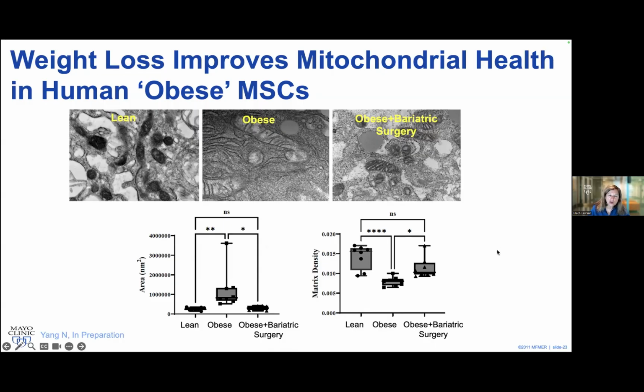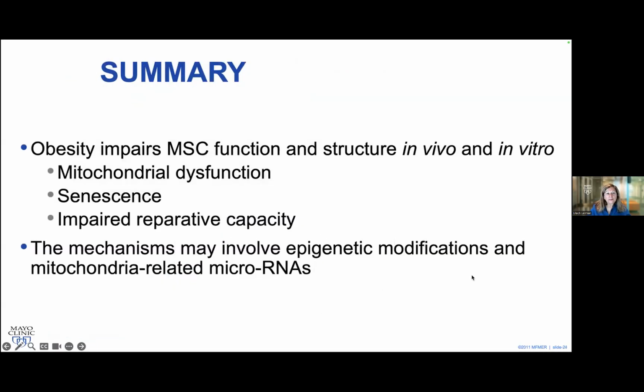In addition, we also measured matrix density. This measures the structure of the cristae. You can see here a significant decrease in the density of the mitochondria compared to lean mitochondria. And bariatric surgery restored the structure and the function of these mitochondria. So we can summarize this finding by saying that obesity appears to impair the function as well as the structure of mesenchymal stem cells, MSCs, both in vivo and in vitro. This involves a significant mitochondrial dysfunction.